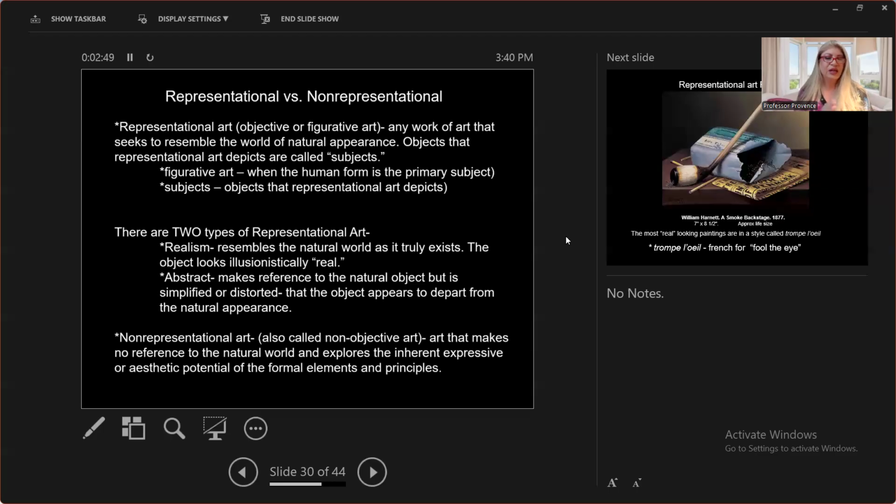Non-representational art, on the other hand, sometimes gets mixed up with abstract because sometimes they can look quite similar. But non-representational art does not represent anything of the natural world necessarily. It explores the inherent expressive or aesthetic potential of the formal elements and principles. That's different. So let's go look at some representational and some non-representational.